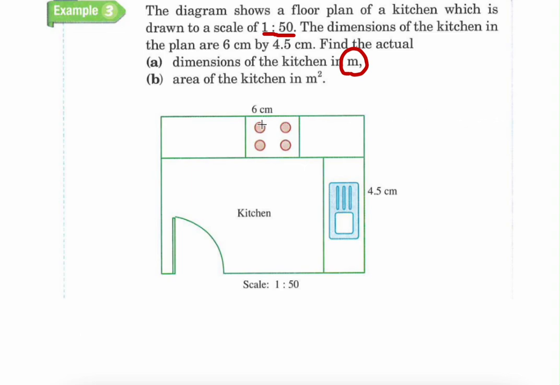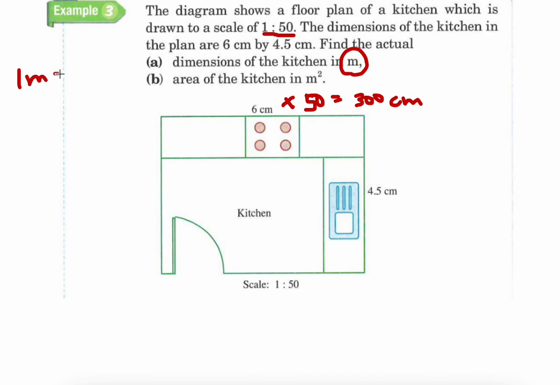All right, let's see. I have 6 centimeters for my length. But remember, every time we see 1 centimeter, it actually means 50. So I'm going to take this 6 centimeters and multiply it by 50 because it's actually 50 times longer in real life. So 6 times 50 is 300 centimeters. Okay, that's in centimeters, the length.